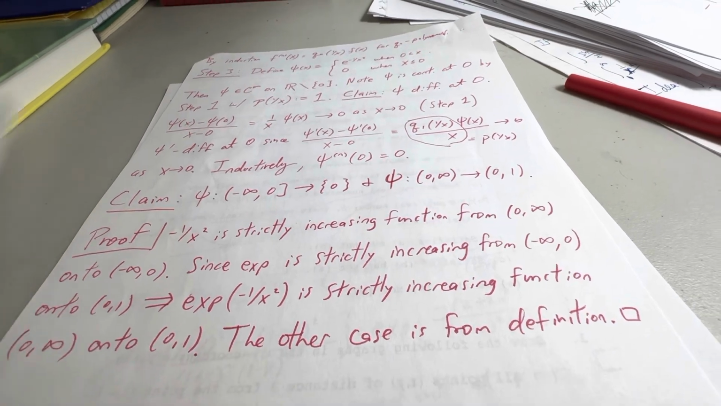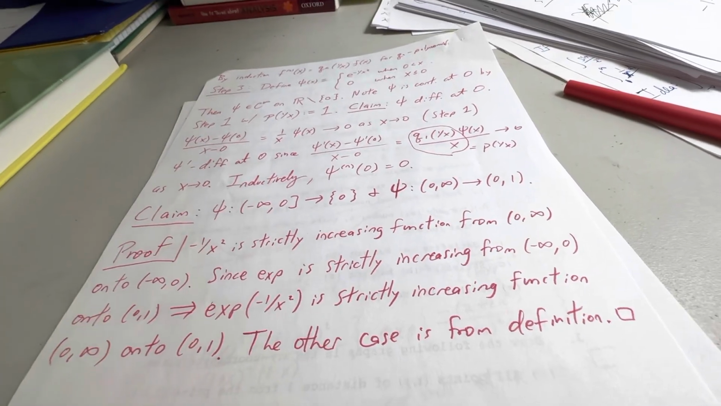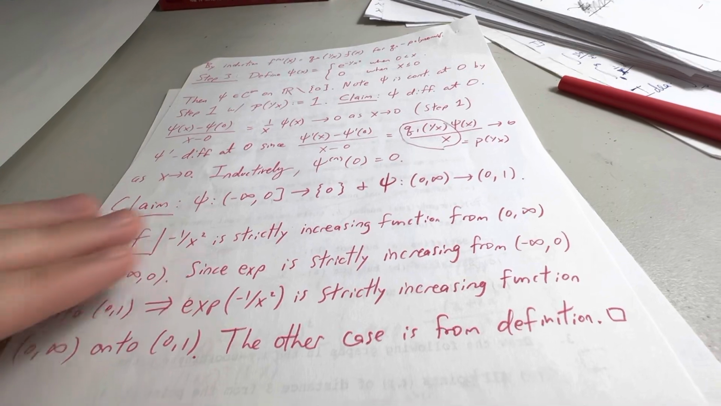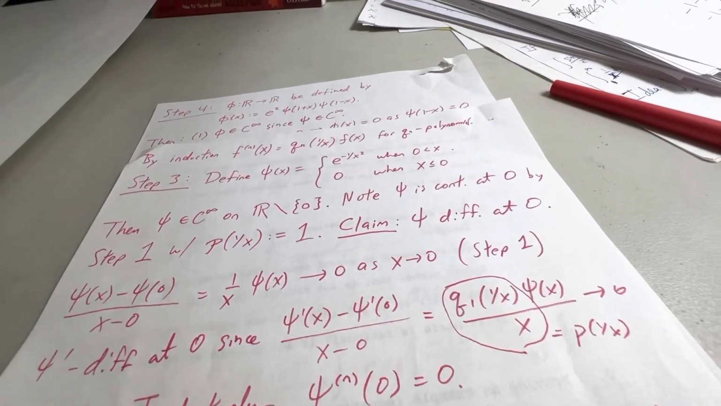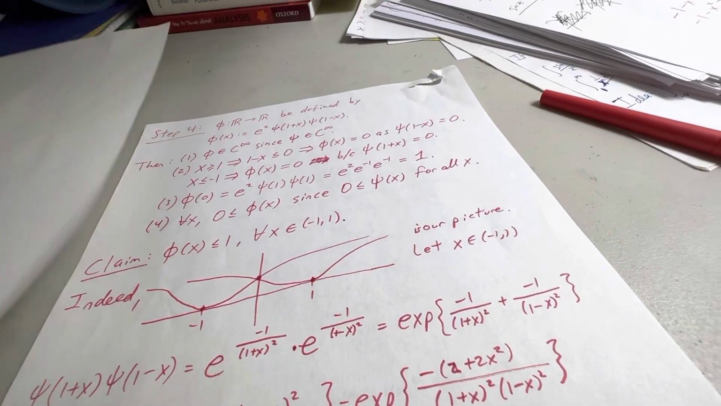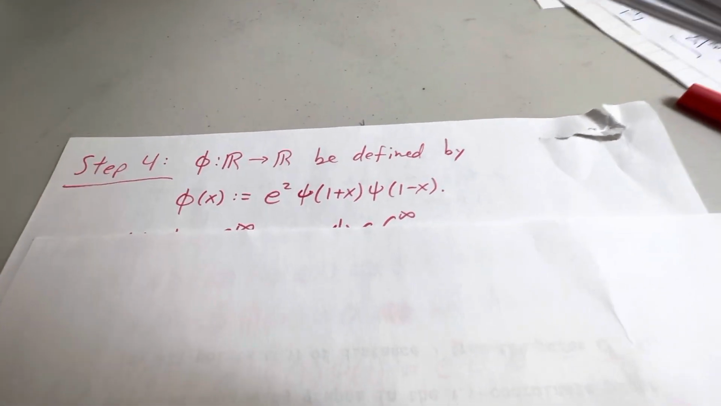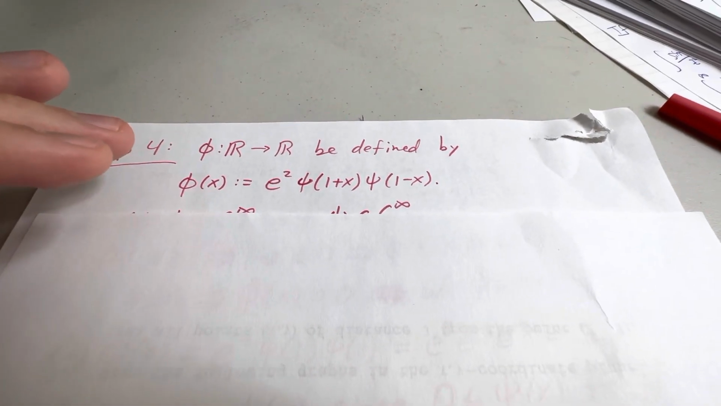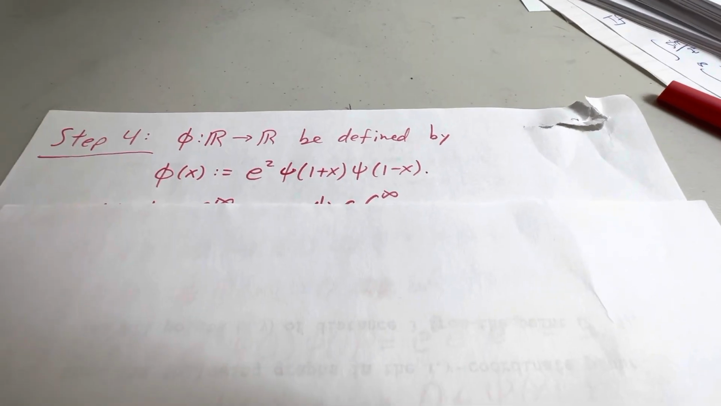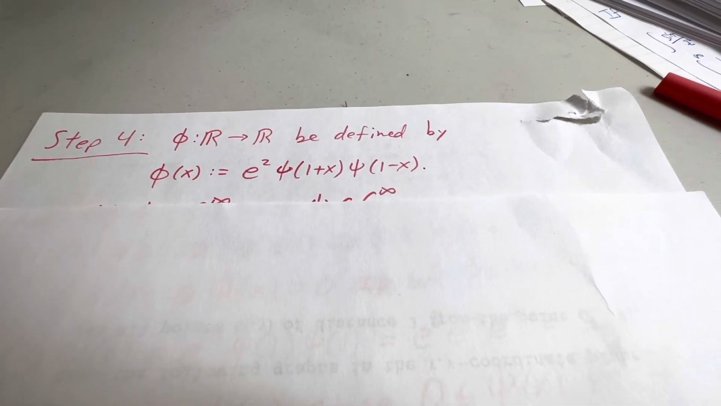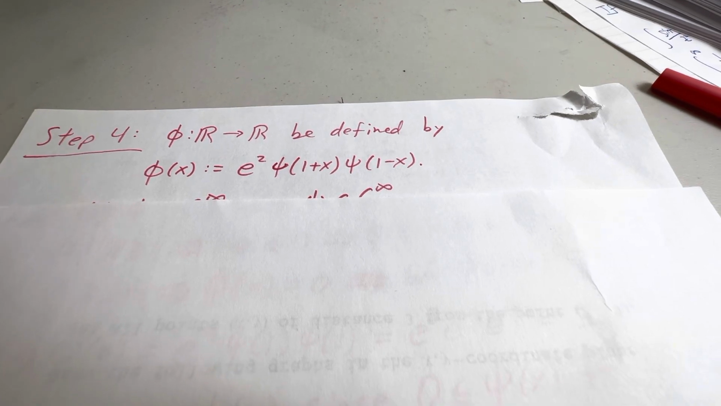All right, we're in the home stretch. Don't click off the video now. You've made it this far. We're about to make the bump function. All right, so step 4. Step 4 is where we actually define the dang thing. So we define phi to be real to real, and it's defined as such. Phi of x is equal to e squared psi of 1 plus x times psi of 1 minus x.